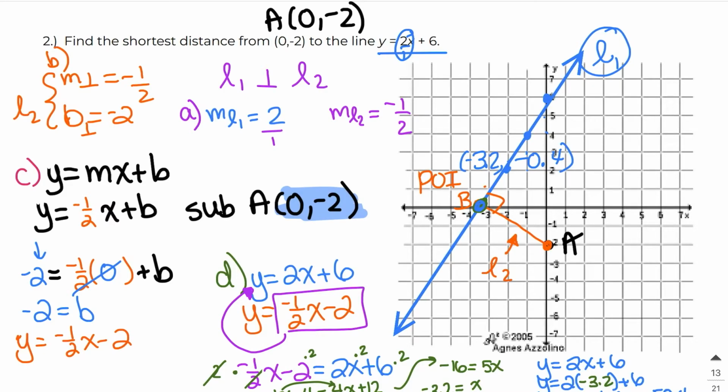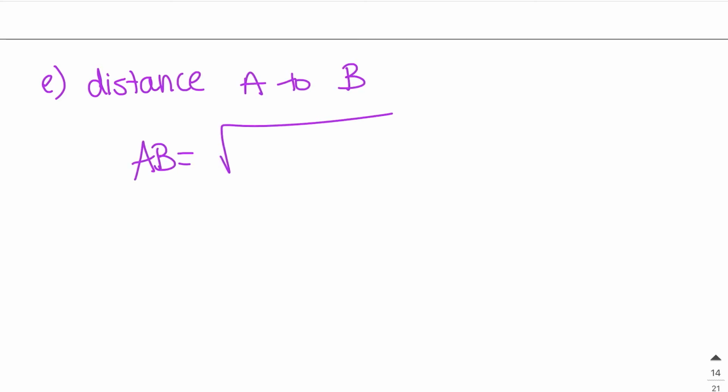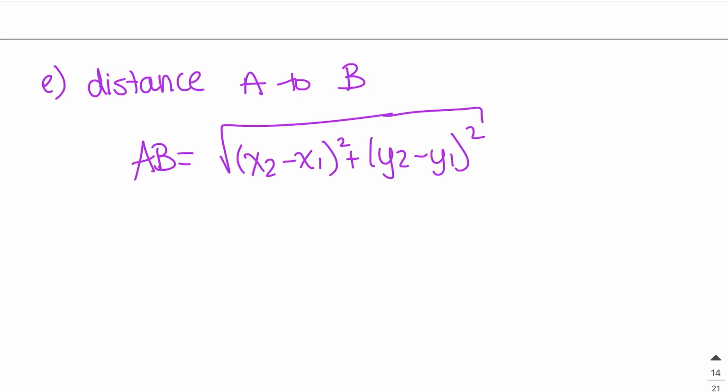I have one last step. I want to find the distance between A and B now. So I want to find the length from A to B. So this is step E. I want to find the distance from A to B. So I'm going to find AB. And the way I would do that is by doing the square root of x2 minus x1 squared plus y2 minus y1 squared.